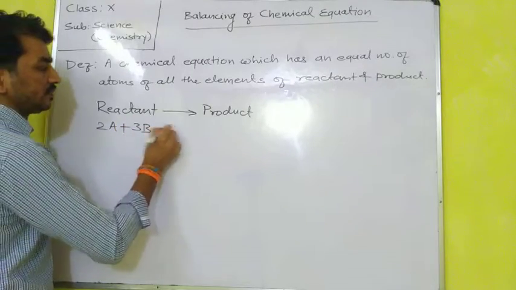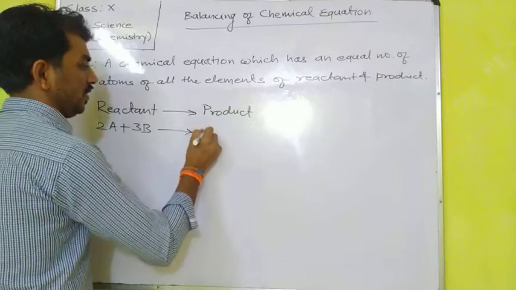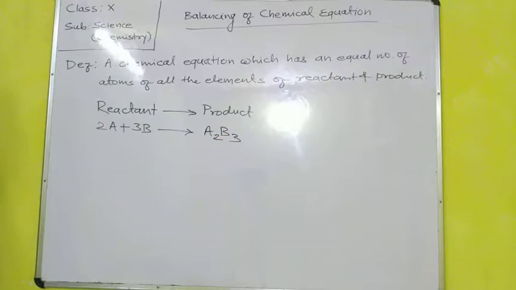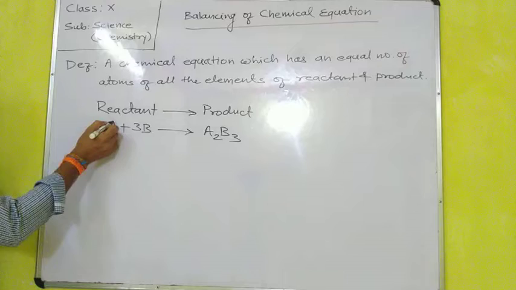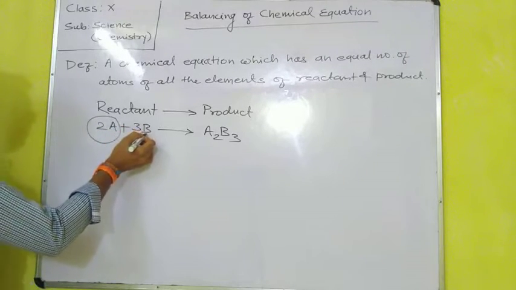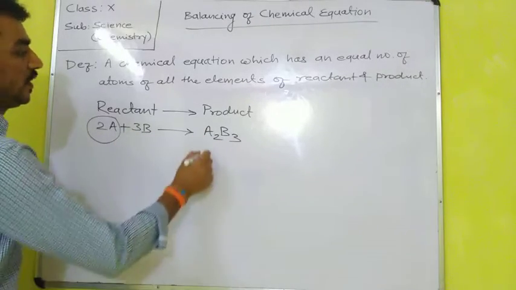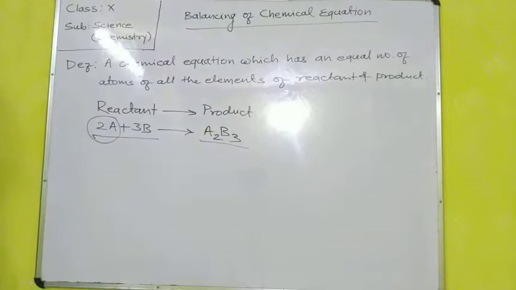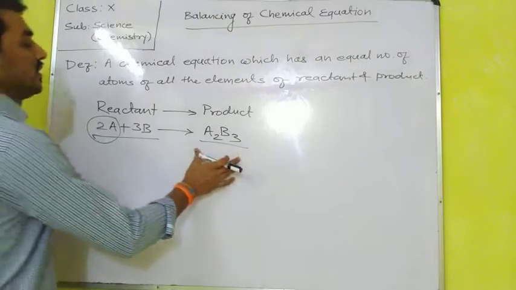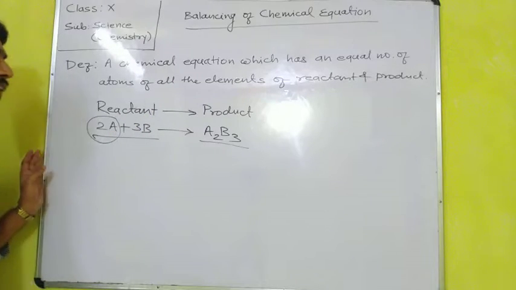3B is reacting and forming what? Suppose it forms one compound, A2B3. Here the number of A atoms is 2 and B atoms is 3, and on the product side also 2 atoms of A and 3 atoms of B are present. So it is balanced. In this way, whether it is made up of elements or compounds, whatever it is, we have to balance the equation.